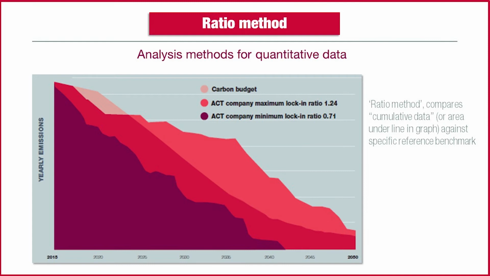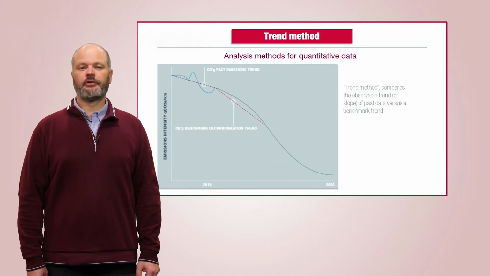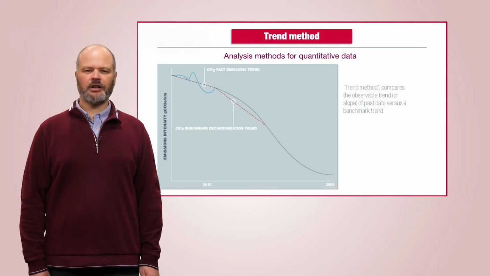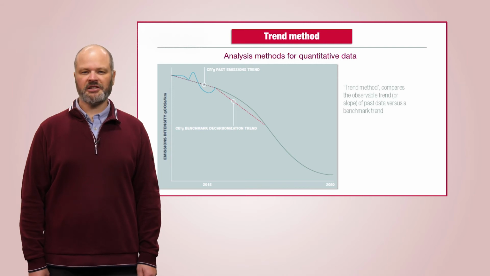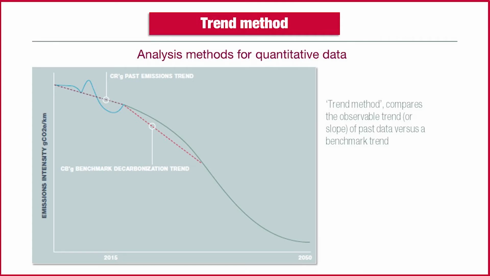The ratio method, through which year-on-year cumulative data can be analyzed and compared with a benchmark level. An example is the inferred locked-in emissions of CO2 generating assets of a company versus a 2-degree compatible carbon budget for that company. The trend method, through which information of the company's performance over past years can be compared to necessary future trends to get to 2-degree compatible objectives.